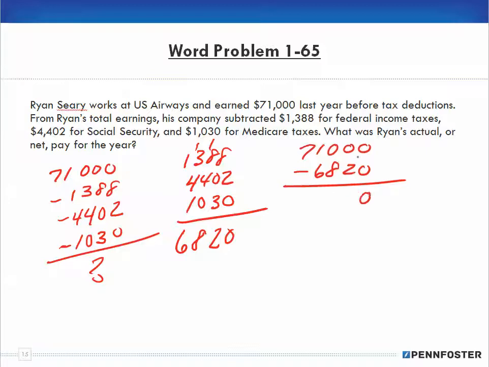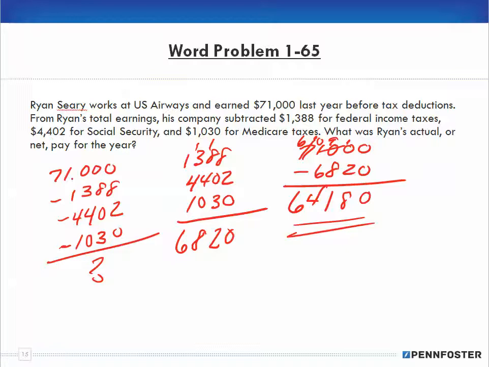And if I subtract that from 71,000, I end up with 2 from 10 is 8. Remember that this here now becomes a 0 and this becomes a 9. Okay, 8 from 9 is 1, and this becomes a 6, which makes 6 from 10 is 4. So I end up with 64,180 as my answer. Okay, this is the way I would do it. I would add up all of the deductions and then subtract it from the net pay.